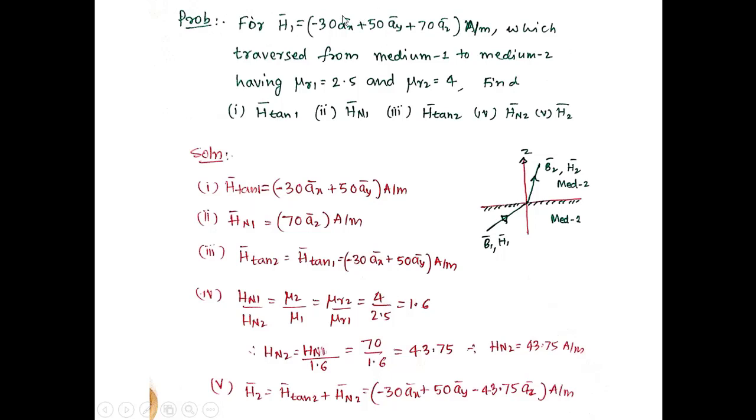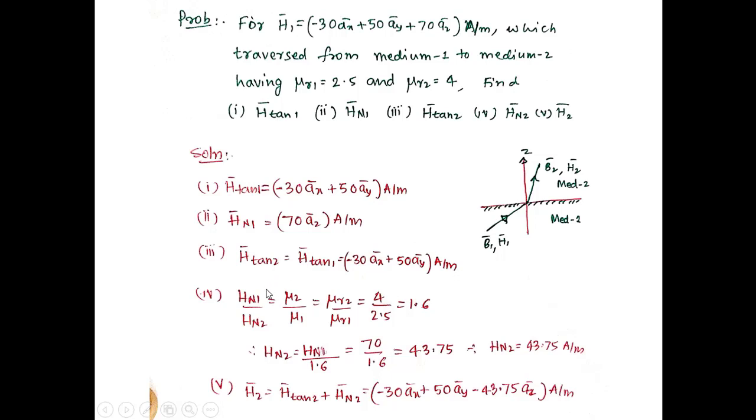Here in the given S1 bar, the tangential components are minus 30 ax bar plus 50 ay bar ampere per meter, and 70 az bar is the normal component in medium 1. But here H tan 2 is equal to H tan 1 if rho s is equal to 0. Then we'll get minus 30 ax bar plus 50 ay bar ampere per meter.